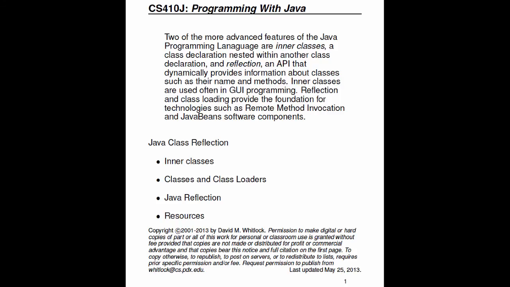And again, we'll look at Reflection, which is an API that provides information about classes, such as their names and their methods, and allows you to invoke methods very dynamically at runtime. Inner classes are important and interesting. They're often used in GUI programming for providing a very little inlined algorithm for your code. The Reflection API, also something called class loading, provide the foundation for technologies like JavaBeans, remote method invocation, and, like I said, also the JUnit implementation.